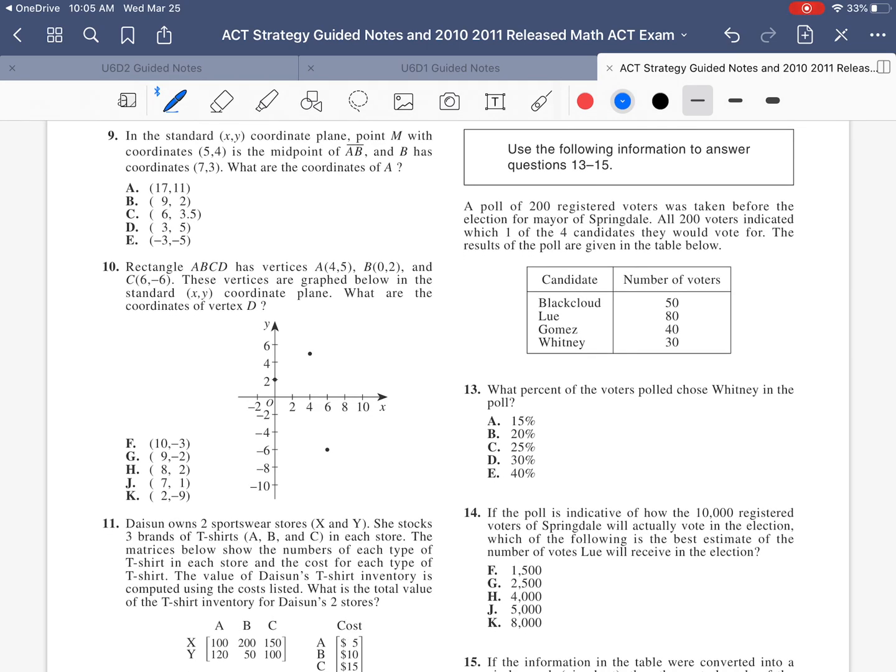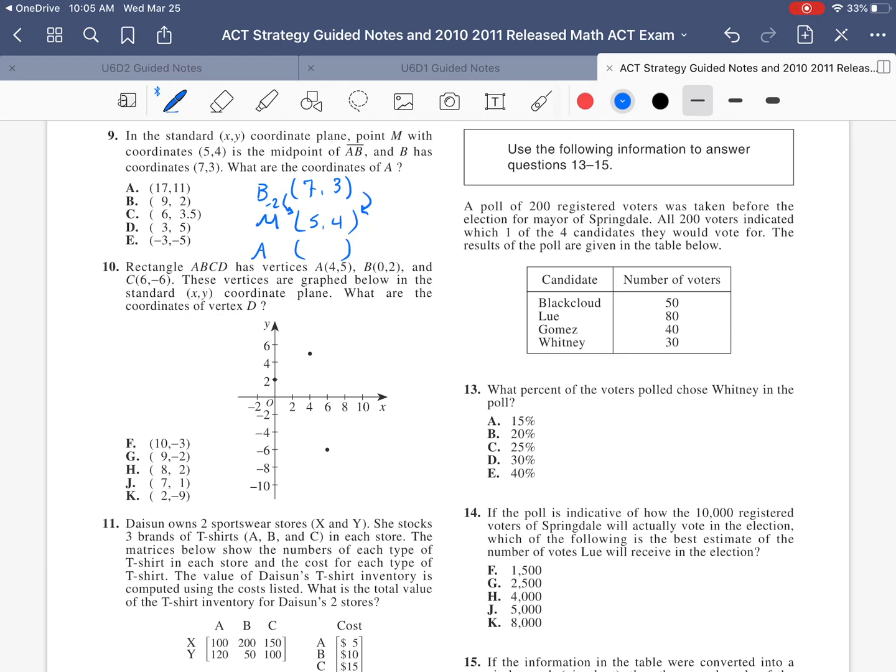Number 9, in a standard XY coordinate plane, point M has coordinates 5, 4 is the midpoint. So when it gives us the midpoint, we're not actually going to use our midpoint formula. Remember, the midpoint formula only works when they ask for the midpoint and they give us 2 endpoints. Here, we're given the midpoint and 1 endpoint, which is 7, 3. So in order to find point A, we have to figure out what is the change from our endpoint to our midpoint, and then apply that change again.